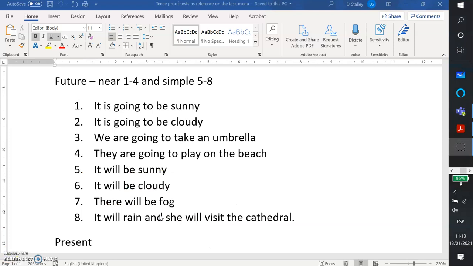Okay, so this is going over the proof test for the weather. This time the future section that you've been given. So here are the questions. If you haven't done them already, you can do them from here. If you pause it now, and then I'll go over the answers in a second.